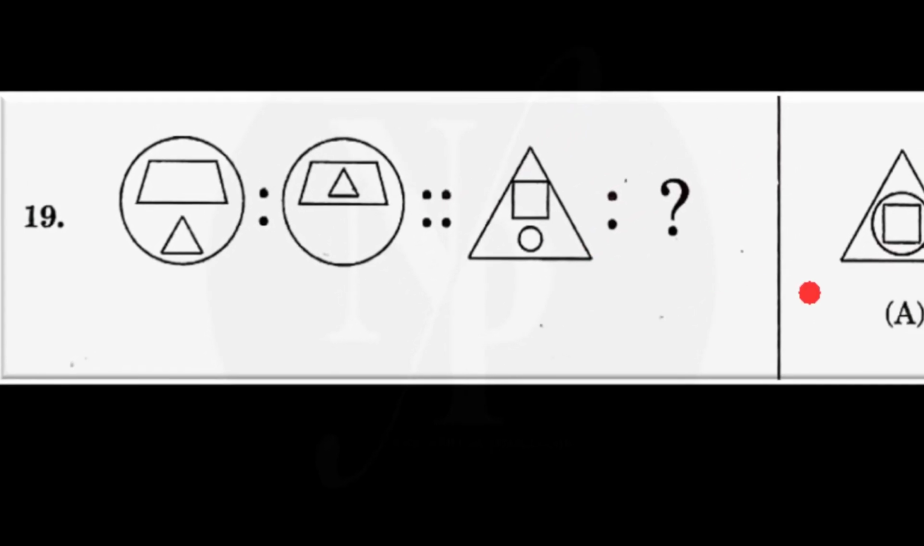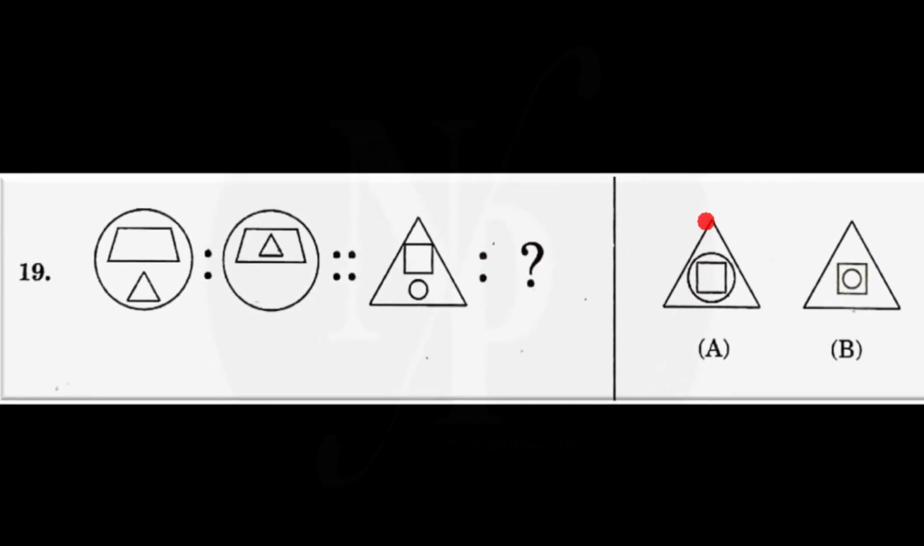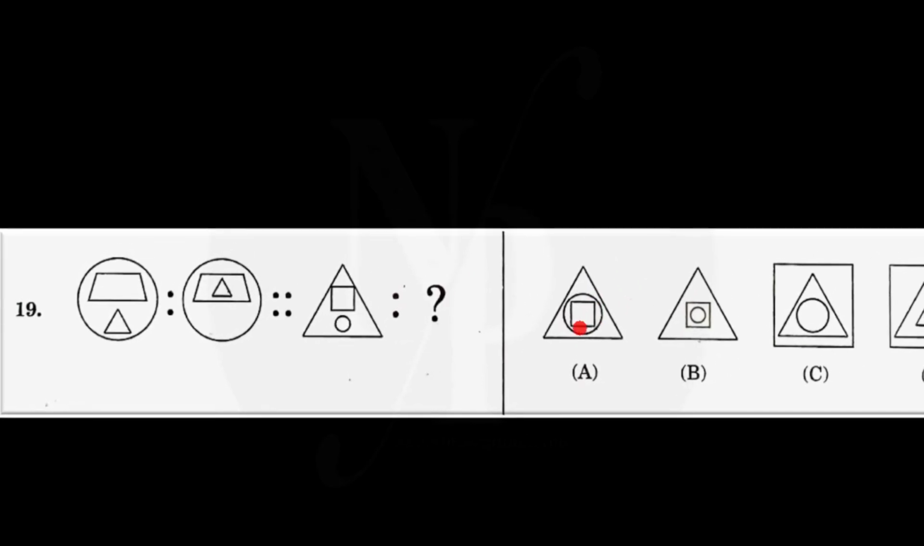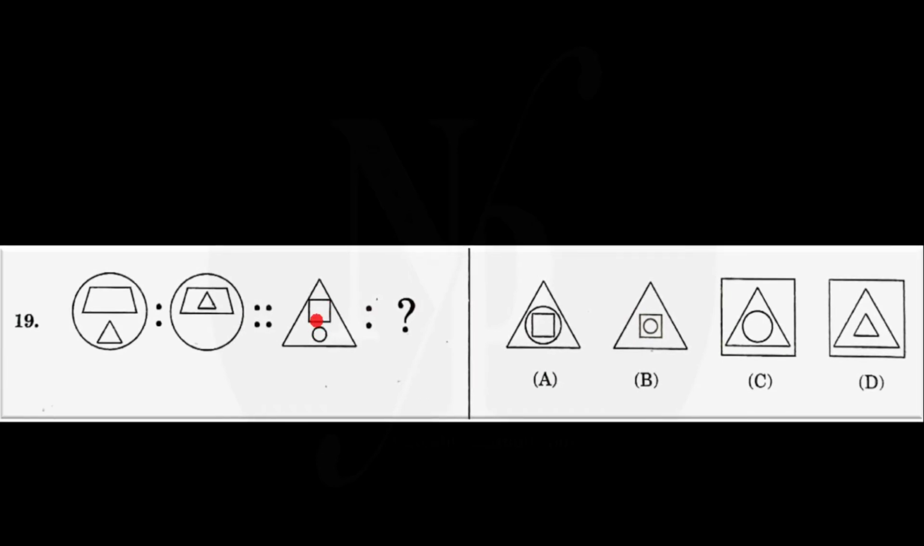And now looking at the answer figures, in answer figure A, we have a triangle as the outermost figure as expected, but within the triangle we have the square inside the circle, which we are not expecting. We are expecting a circle inside the square. So moving on to answer figure B, we have a triangle as outermost figure. Inside the triangle, we find the circle as the innermost figure, which is inside the square as we are expecting. So answer figure B is the correct answer for this question.